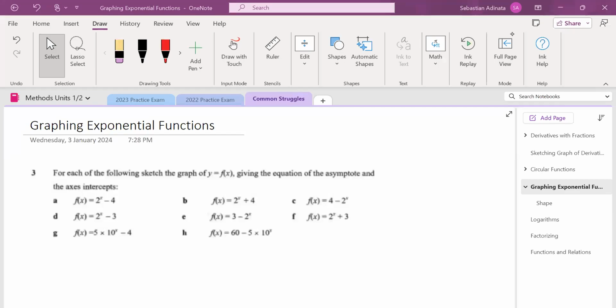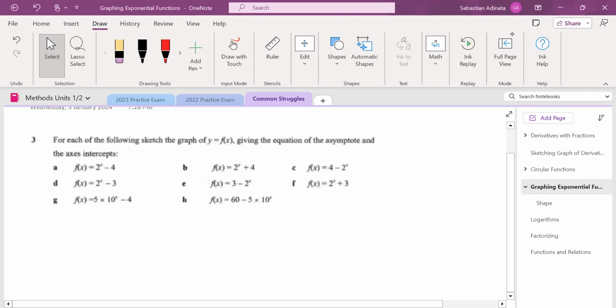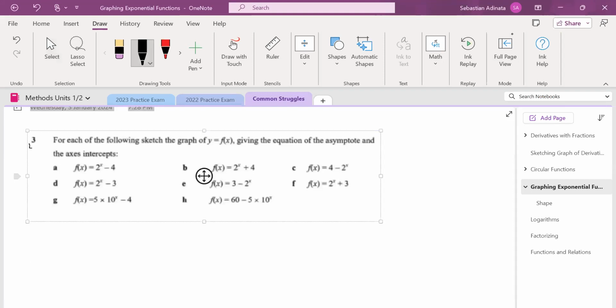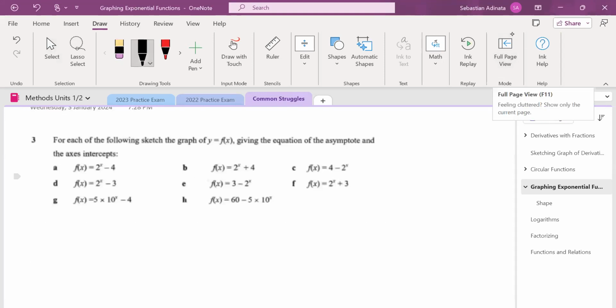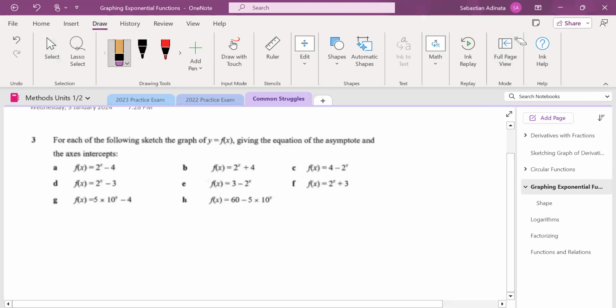Okay, so today we'll be graphing exponential functions. So here is an example question. These are all exponentials, all slightly different. Now, they've asked us for the equation of the asymptote and the axis intercepts.